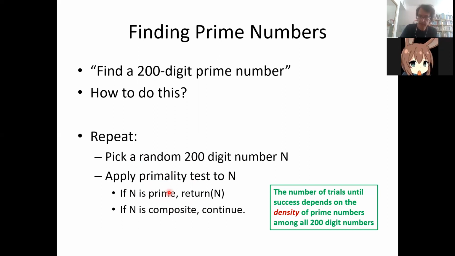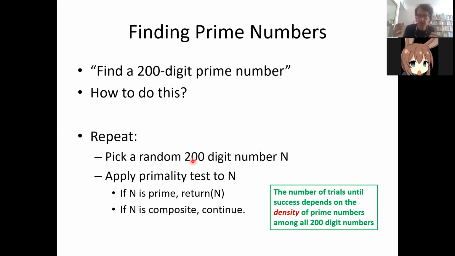Now, how long will it take? It depends on the density of primes, right? Like how common are prime numbers. Let's say if in all 200-digit numbers, if I choose a random one, how likely am I to choose the prime, right? Whatever density of prime is, let's say that the probability is that 1 in every 10. So how many times will I run this loop on average? 10 times, because that's actually the meaning of probability.